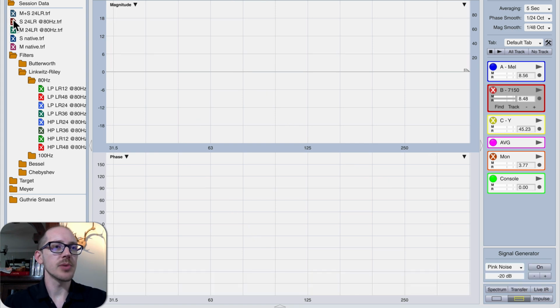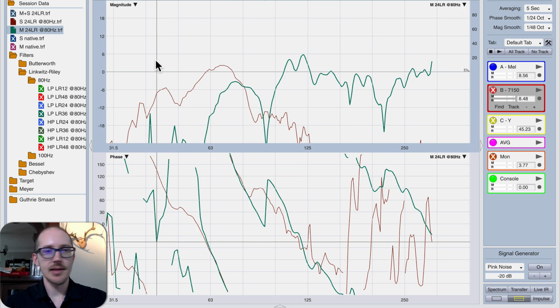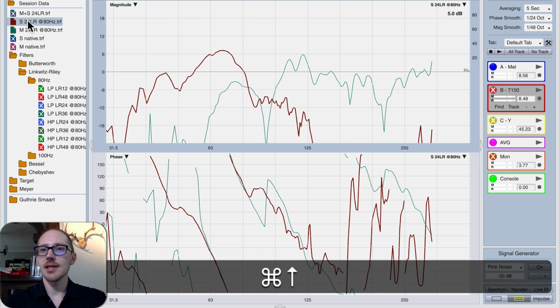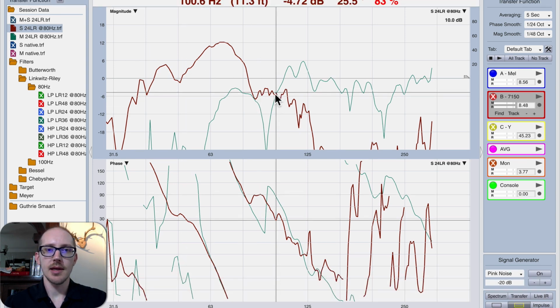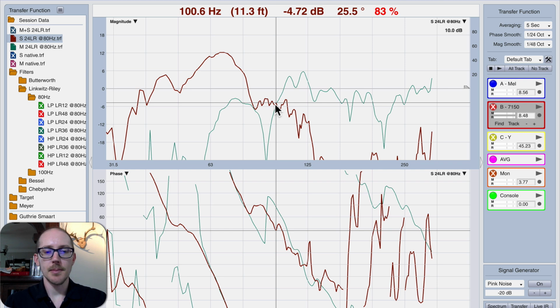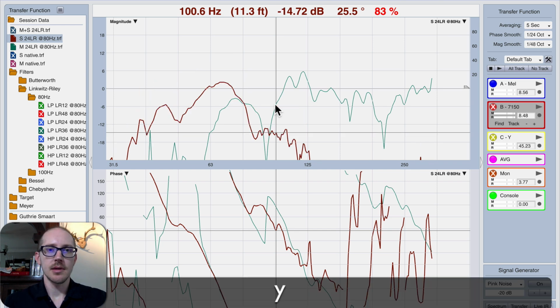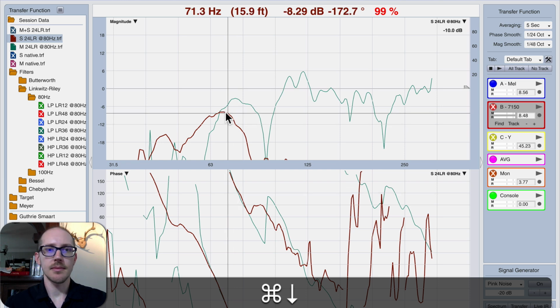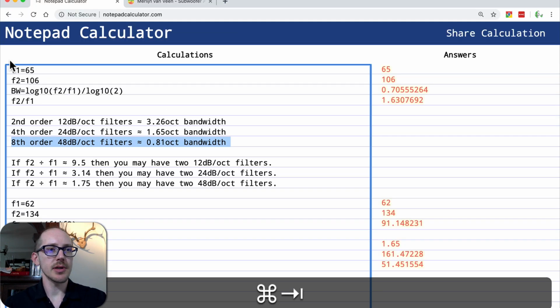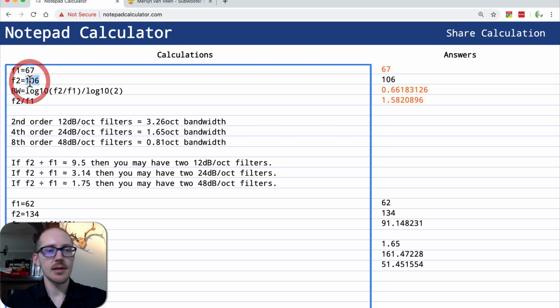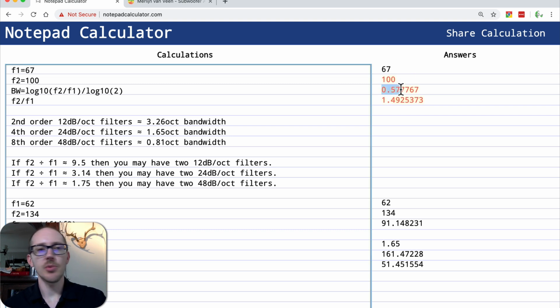I'll hide these. We'll bring up our results. And I'll grab the sub. I'll offset it 10 dB. And where is that? 100 hertz? So 67 to 100 hertz, 67, 100. So that gives me a bandwidth of 0.57, which is not 0.81, but pretty close, definitely closer to 0.81 than any of these other numbers that I have.